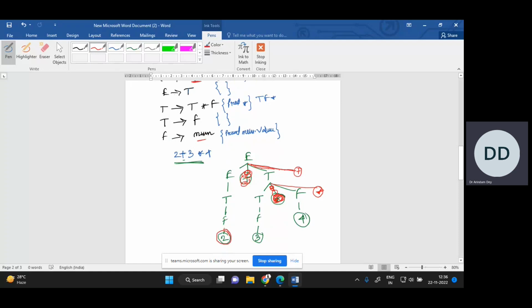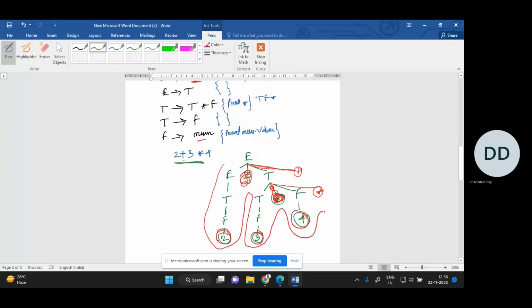Now I am marking all the nodes in red. This is 2, this is 3, the leaf nodes actually, 4, this is asterisk, and this is plus. And now you know we have to traverse the tree in this way, I said.